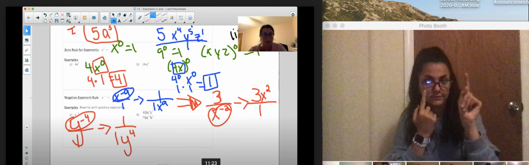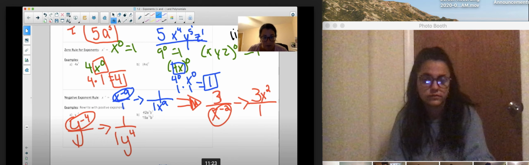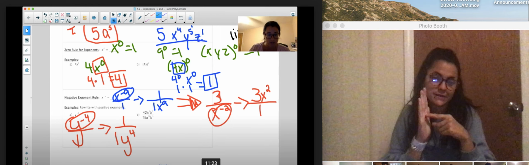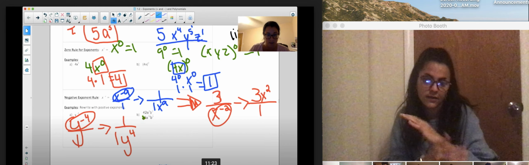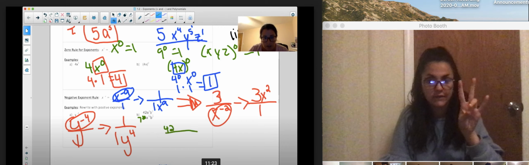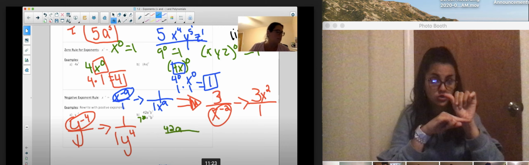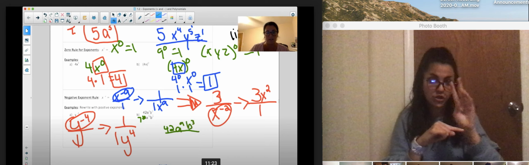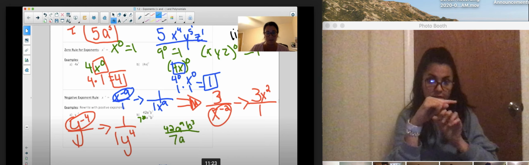All right, one more, and then we'll do a couple more examples on the back. Okay, so I'm going to actually ask you guys to just change this number to a 7. So it's going to be 42a to the 9th, b to the 3rd, over 7a to the 12th, b to the 3rd.